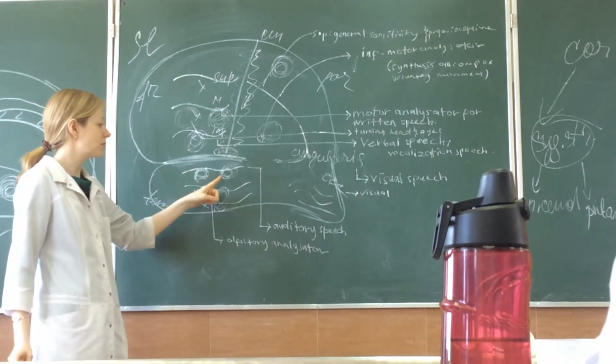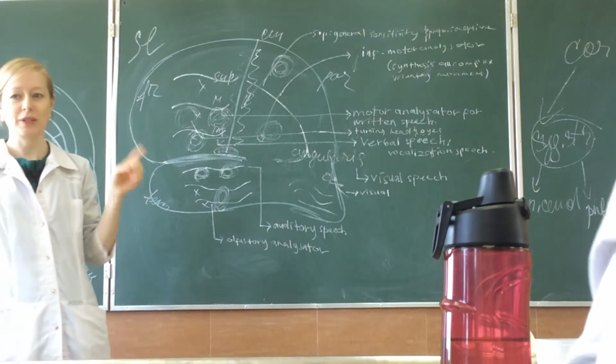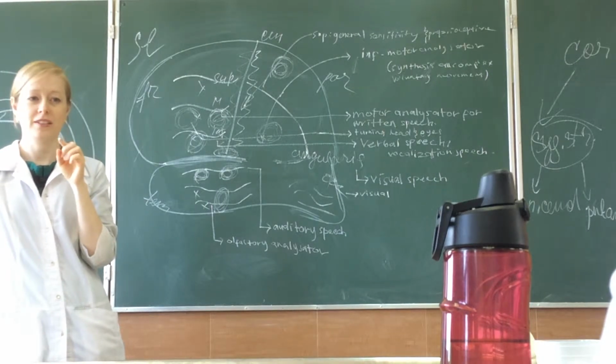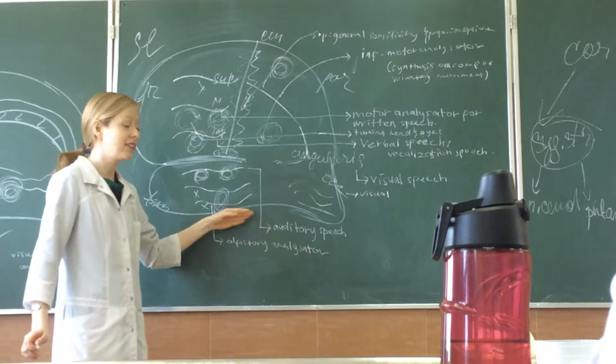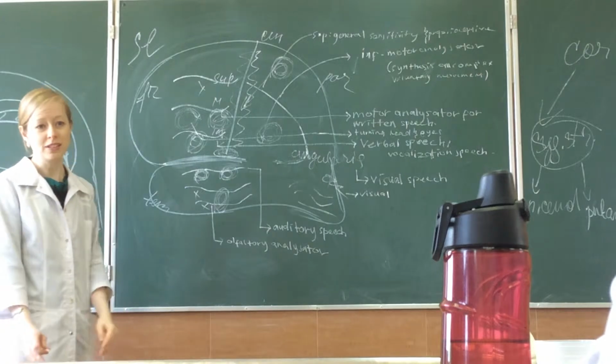How do you think? What is it? We have one such nerve, eighth pair. Right, vestibulocochlear, auditory. This one is vestibular. You forget about this analyzer.